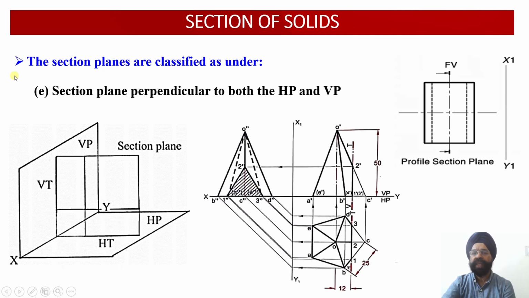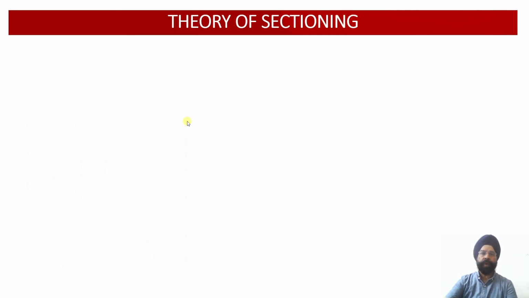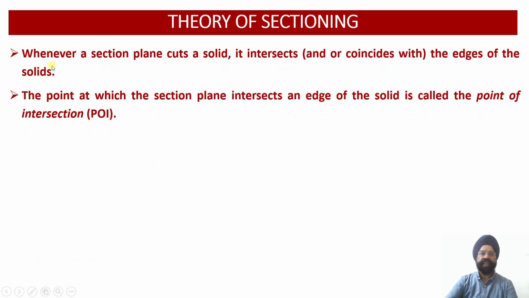So this is another example of a section plane being perpendicular to both the horizontal plane as well as the vertical plane. Now we are going to look upon the theory of sectioning. Whenever a section plane cuts a solid, it intersects or coincides with the edges of the solid, which can be the vertical slant edges, the base edges, or the corners. So the cutting plane is going to cut the solid, and we are going to view the cut portion through the intersection of this cutting plane with the various edges of the solid.